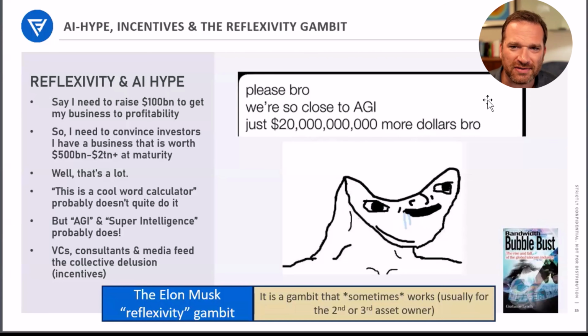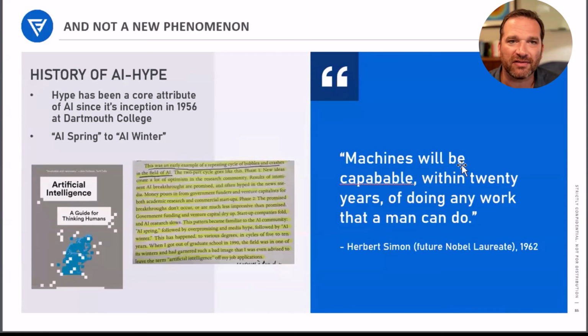So I cut the person's face out of this because I didn't want to be sued for defamation, but you can imagine who might have been here. "Please, bro, we're so close to AGI, just 20 billion more dollars." I know the lesson from history is that the gambit works sometimes, like it did at Tesla, but it usually works for the second or third owner, driving that consumer surplus like it did in the telecom bust of the 90s. AI hype also isn't a new phenomenon.